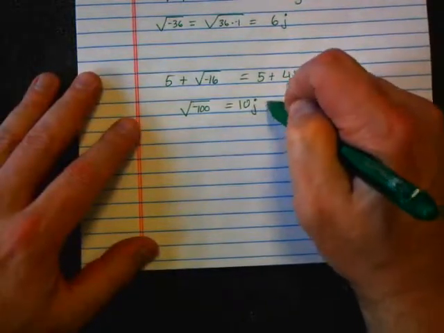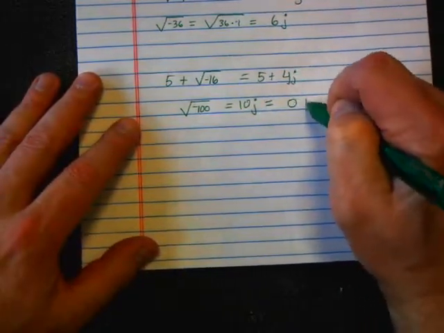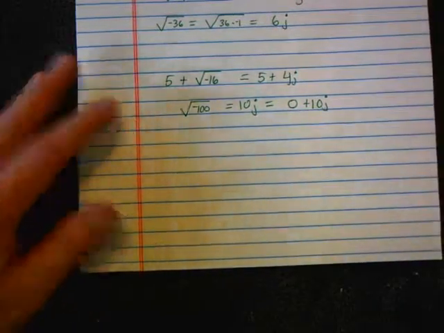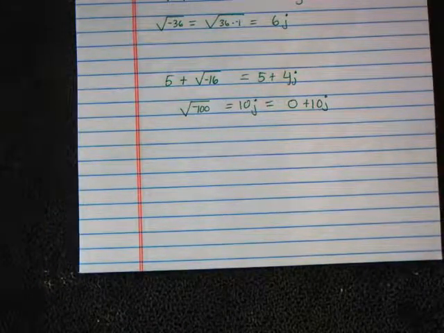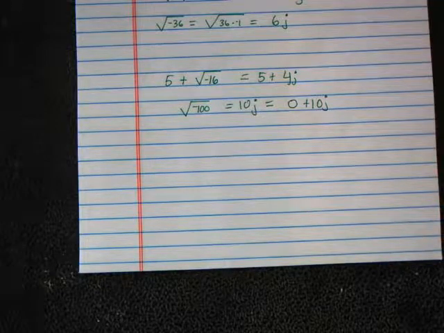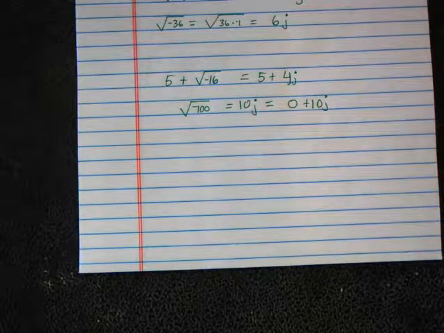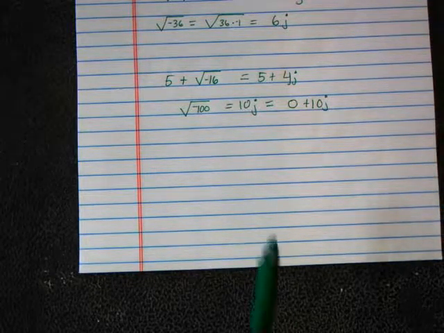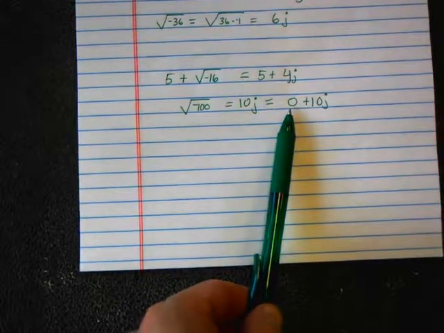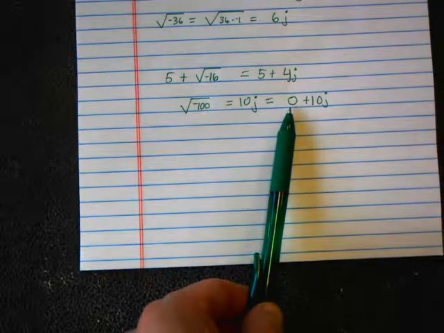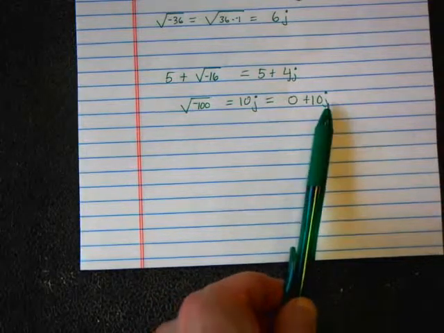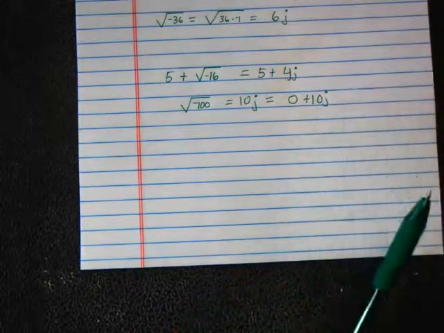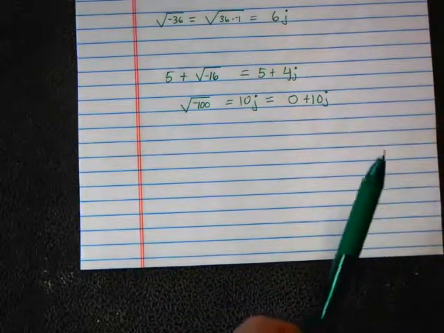What if I were to write it as 0 plus 10j? Is that the same thing? Yeah, so is it complex? It is complex. It's a trick question. What's the real part? The real part is 0. What's the complex part? 10j. So that is a complex number. The real part just happens to be 0.